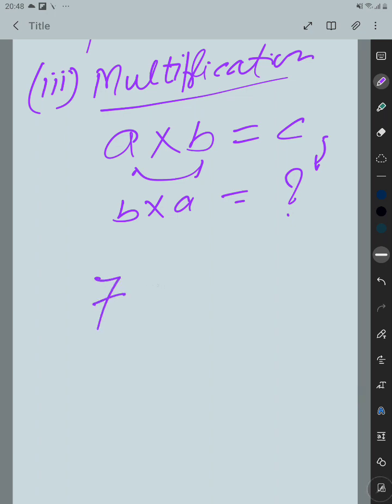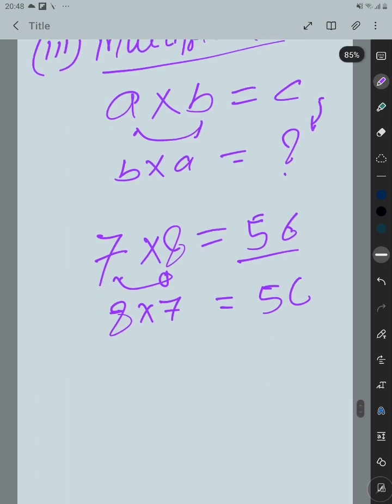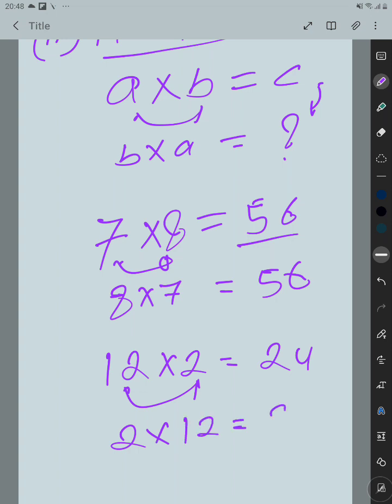For example, 7 multiplied by 8, what will we get? 56. Now you interchange these: 8 multiplied by 7, you get the same number, 56. Any number you take, suppose we take 12 and 2, it is 24. If you interchange these, 2 multiplied by 12, you get 24.